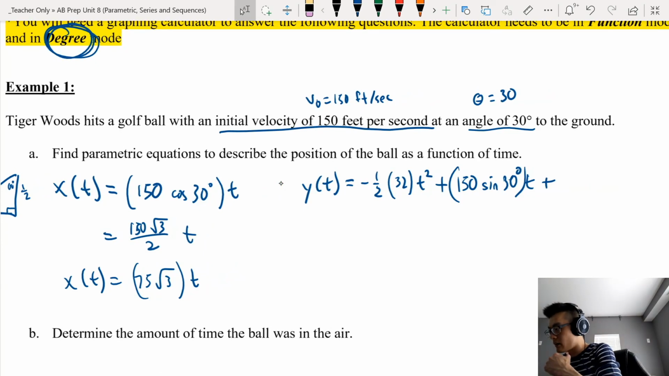Do we know the initial height? We haven't been given it. Now some of you guys are like, Mr. Park, it's golf. It's on a tee. Of course it's going to be some height. We're going to say for now that there's no statement of the height. So we're going to say plus 0.